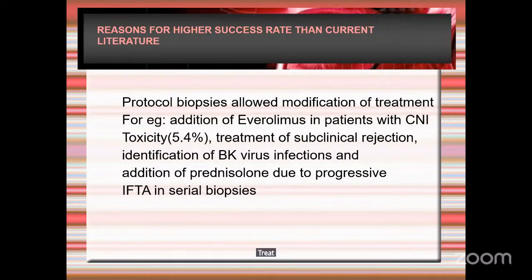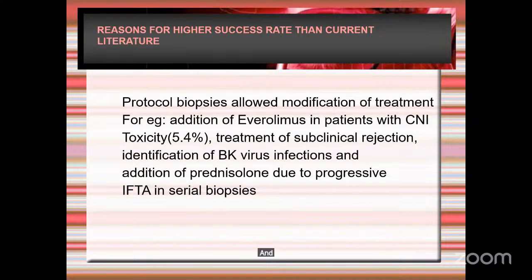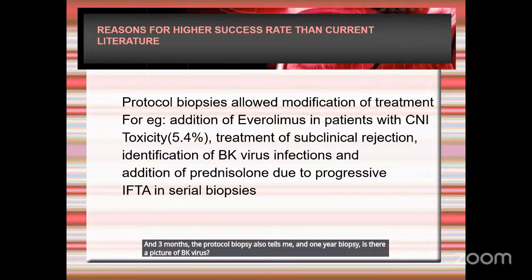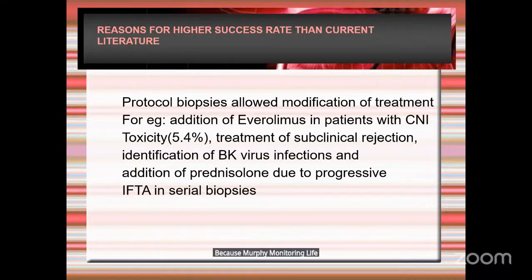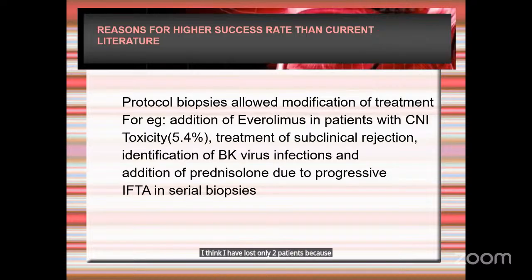Protocol biopsies also allow treatment of subclinical rejection and identification of BK virus, because I routinely screen for BK virus at least 2 times in the first 6 months, and the 3 month protocol biopsy also tells me, and the 1 year biopsy shows if there is a picture of BK virus, because monthly monitoring for 1 or 2 years like in Western countries is difficult. That's why the 1 year biopsy will also guide me towards BK virus identification. I think I have lost only 2 patients because of BK virus coming at 3 years.